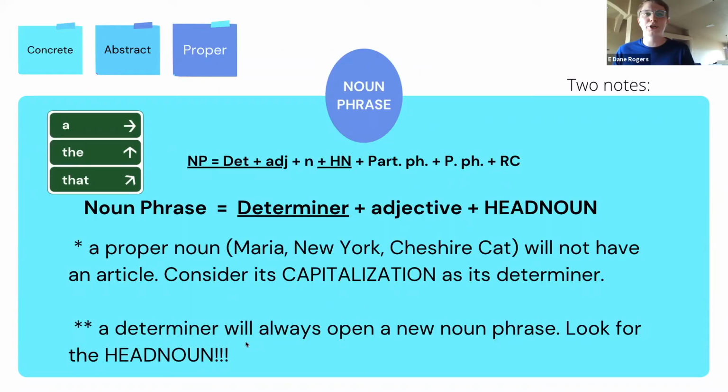A determiner will always open a new phrase. So look for the head noun. A determiner can't be in the middle of a noun phrase. It has to come at the beginning.